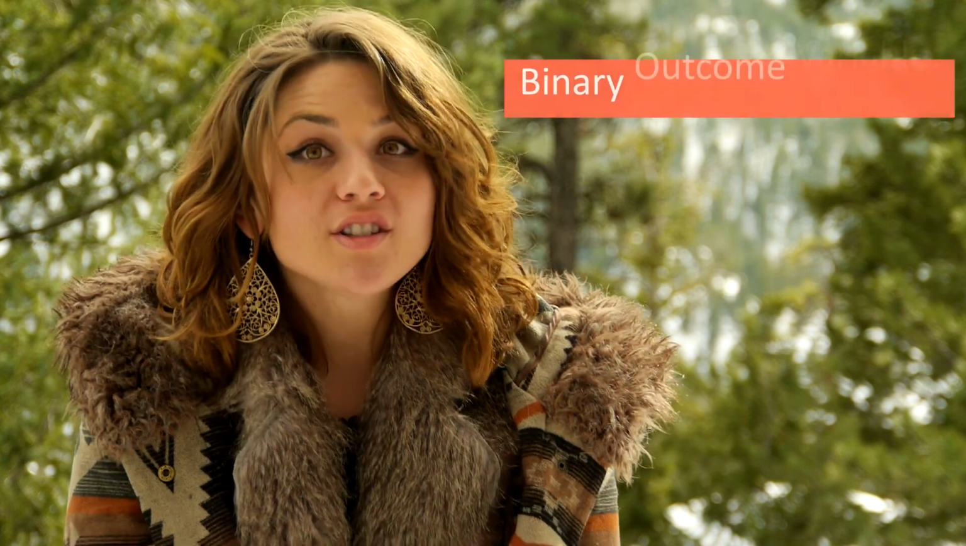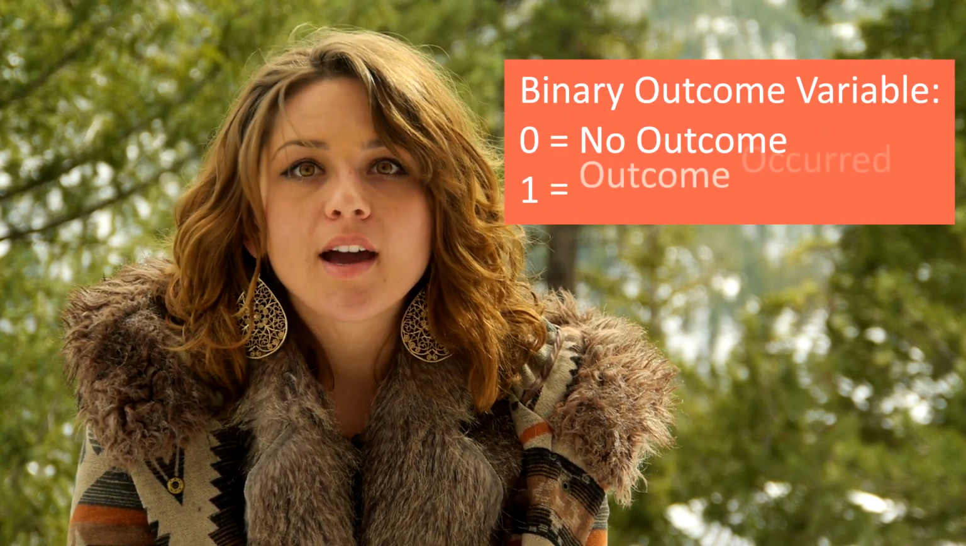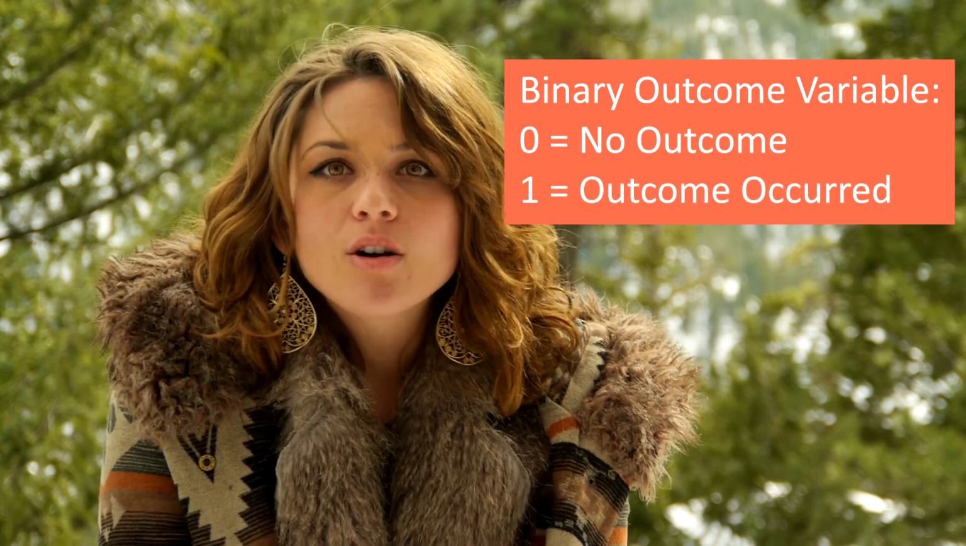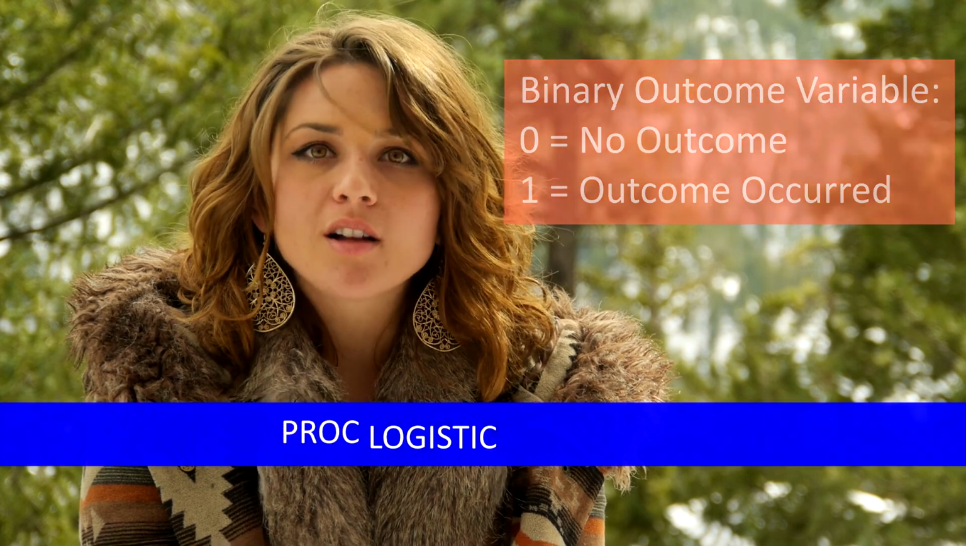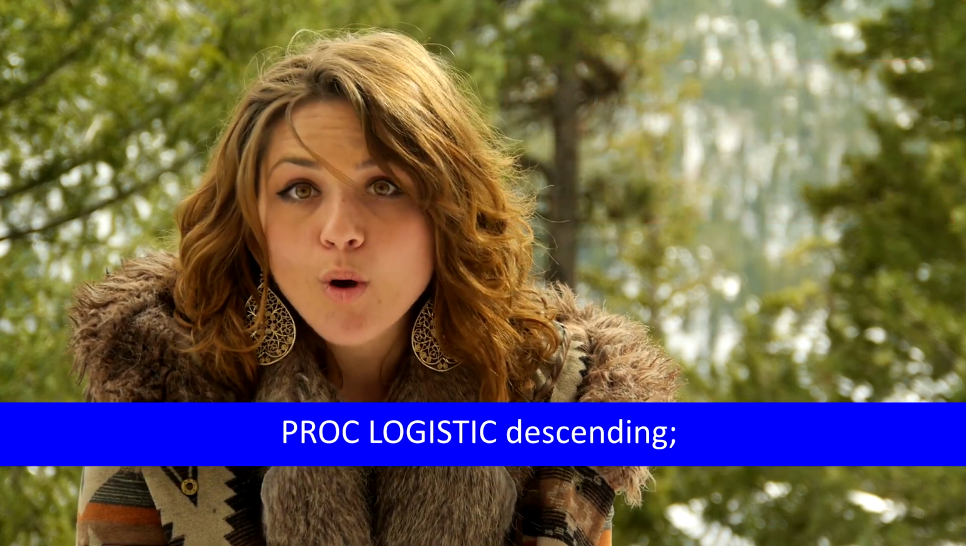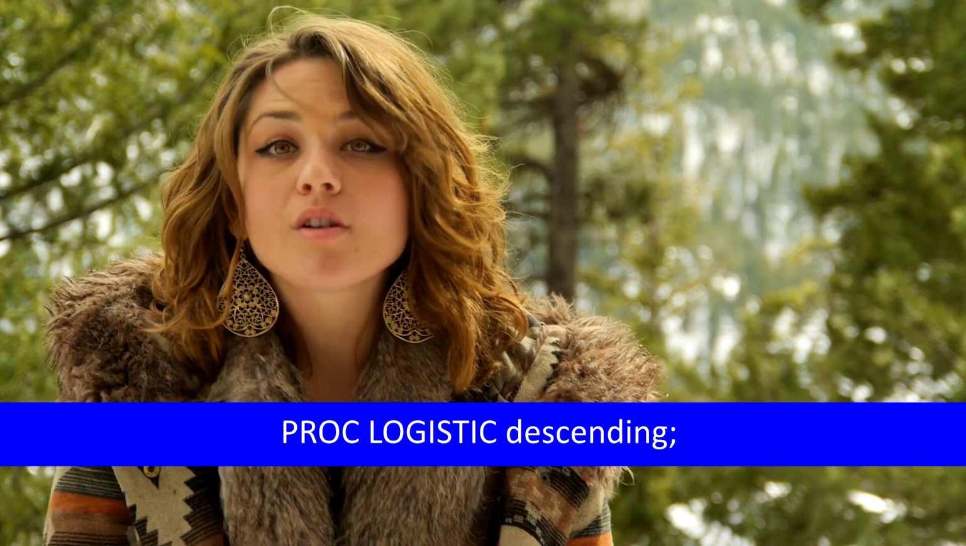By now, you should be feeling a little more comfortable with the idea of generating a regression model when your outcome variable is binary. Remember to always code your outcome variable so a 0 means no outcome and a 1 means that an outcome occurred. Use the word descending following proc logistic. This is true whether your outcome is positive, such as graduating from college, or negative, such as developing nicotine dependence.